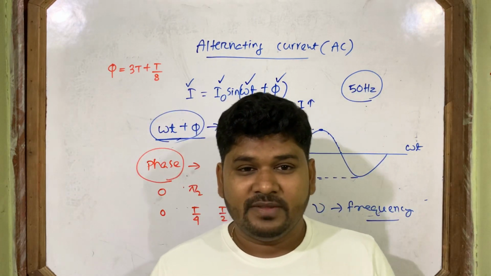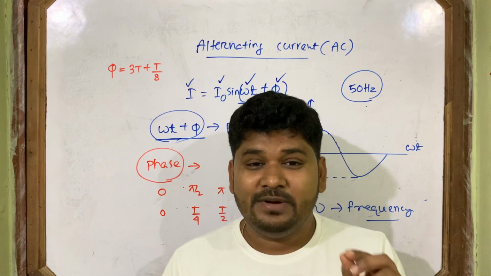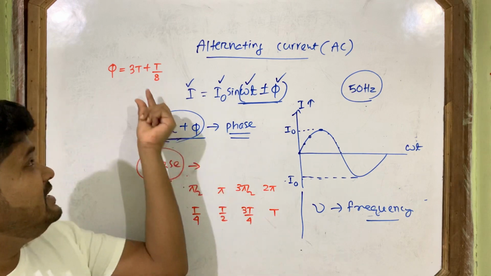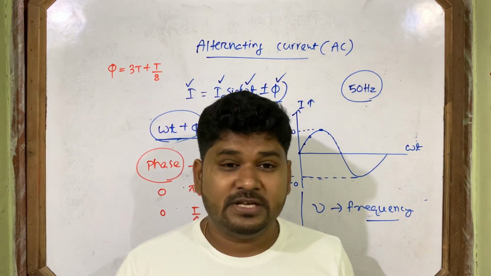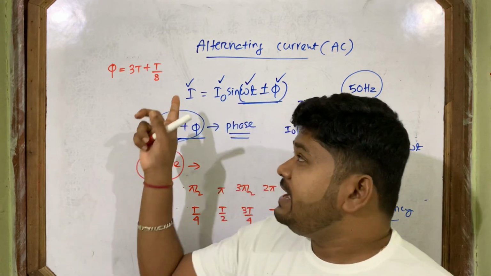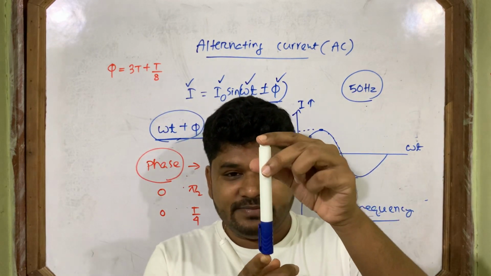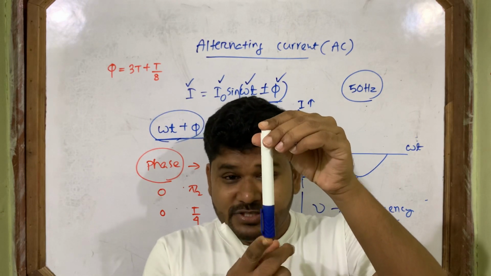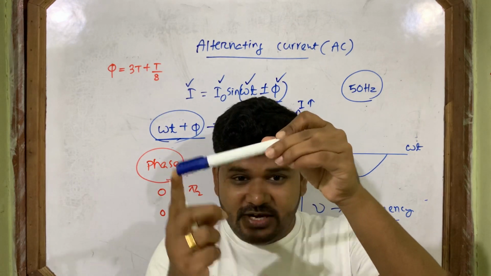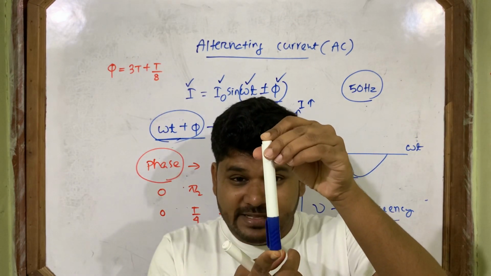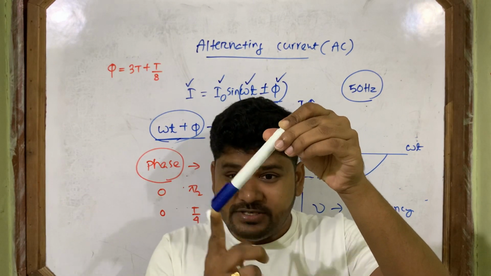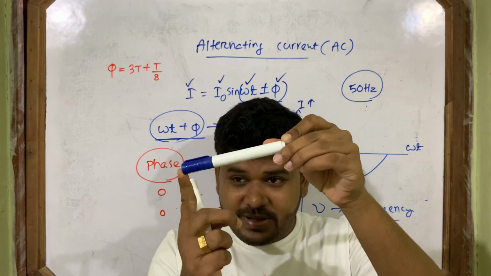3T means it has already completed how many oscillations? To complete one oscillation, the time is capital T. So 3T means it has already completed 3 oscillations. And T by 8 means where the body is. This was the initial position of the body. After completing 3 oscillations, T by 8 means: this is 0, this is T by 4, the extreme end. T by 8 means in between 0 and T by 4.